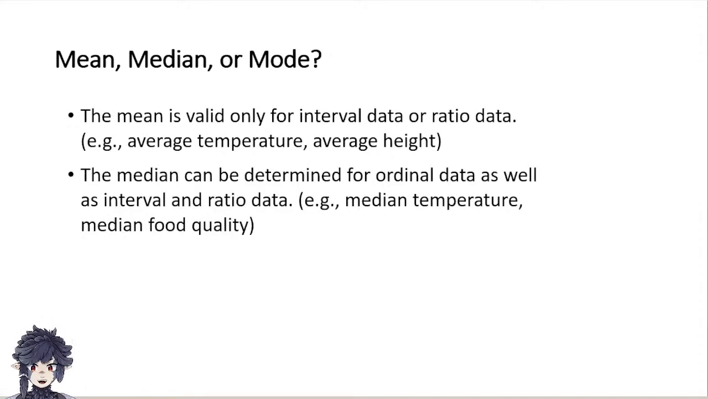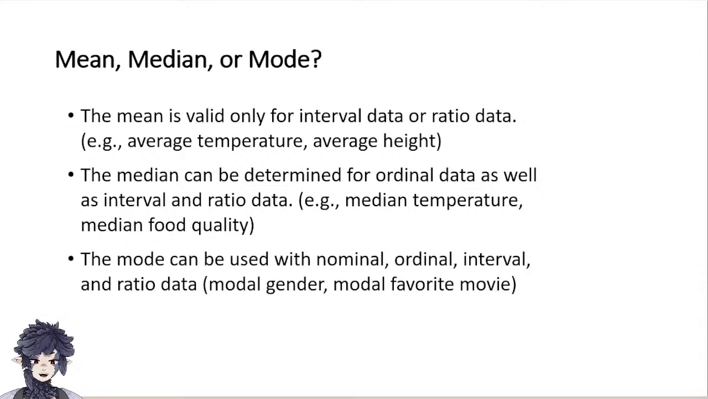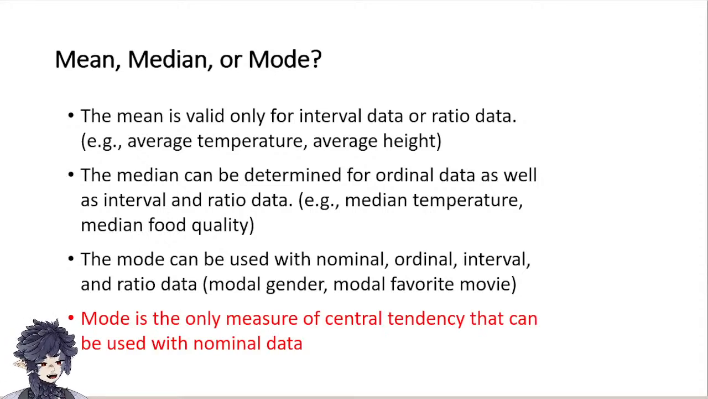The median is great for ordinal data. It's the preferred thing for ordinal data, technically speaking. So the median temperature, median food quality, that kind of thing. Median rent, median income. The mode can be used with anything. So the modal gender, the modal favorite movie, the modal whatever. And the mode is the only thing you can use if you have nominal data.